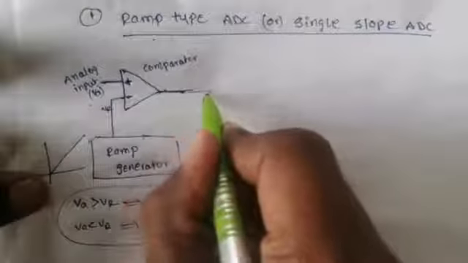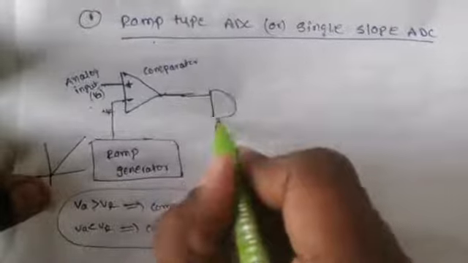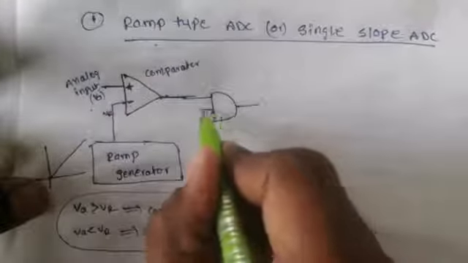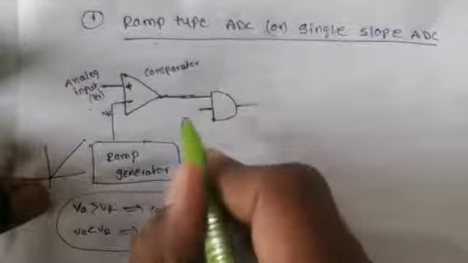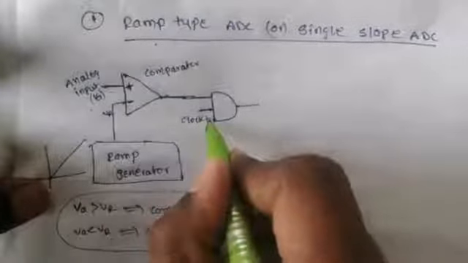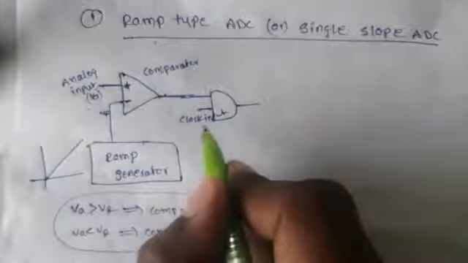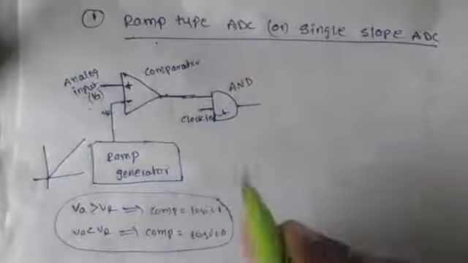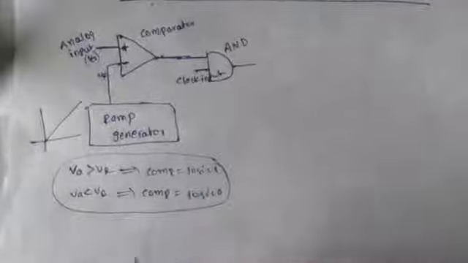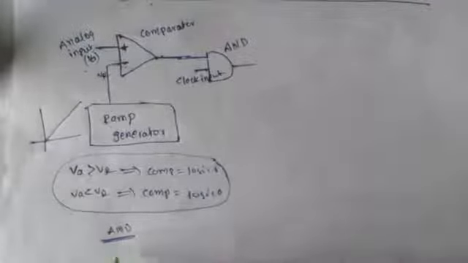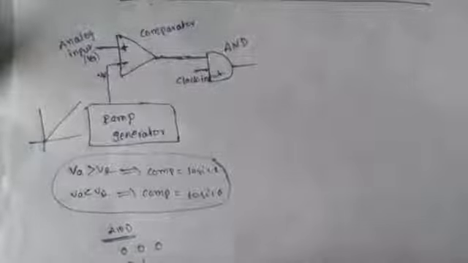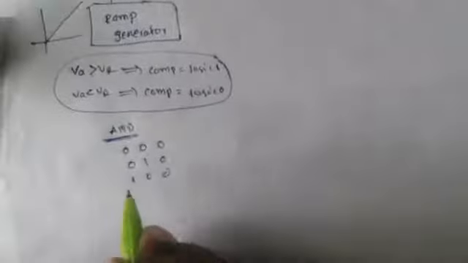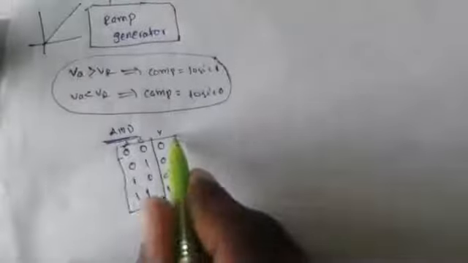Then this output is connected to an AND gate. This is the AND gate. One input is connected to the comparator, the other input is connected to the clock input. So we are applying a clock input to this AND gate. Then what is the AND gate principle? AND gate logic is: if it is 0 0, output is 0; 0 1 or 1 0, output is 0. If both inputs are 1, then output is 1. This is the basic logic of an AND gate.